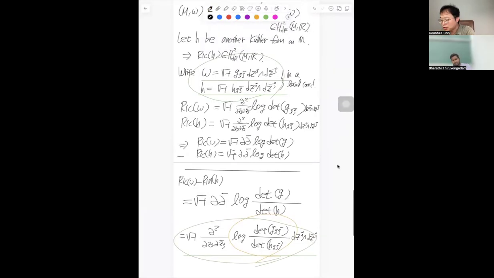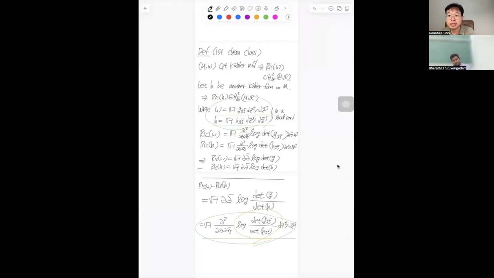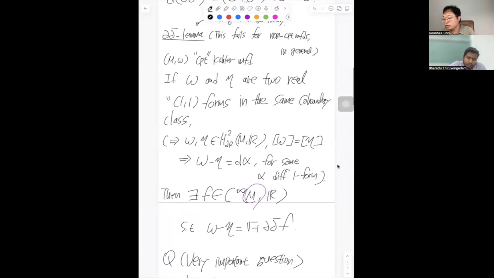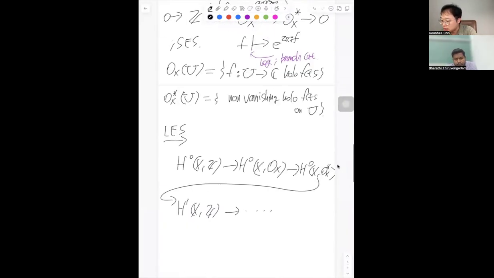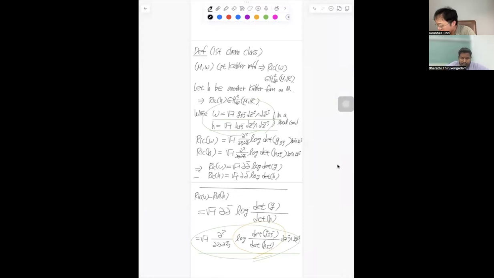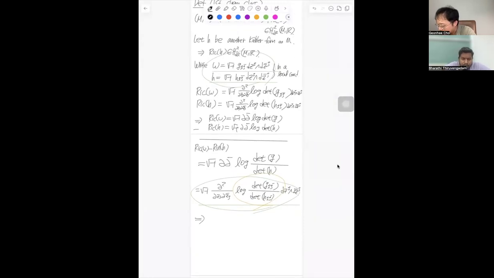Now this is a sort of converse direction of the dd-bar lemma, in the sense that if we have two differential two-forms in the same de Rham cohomology class, then we can realize the difference as a dd-bar of a globally defined smooth function. But in the case of Ricci forms, this is always guaranteed in this way. So what I'm saying here is that this observation gives you this guy satisfying this condition.